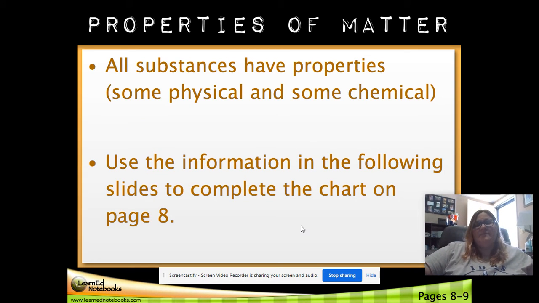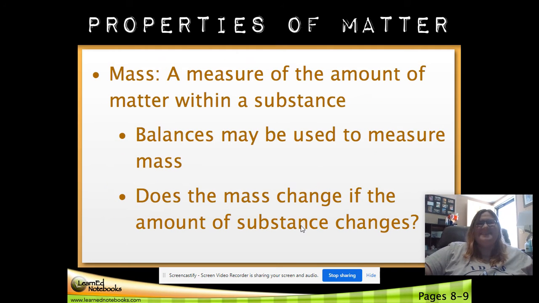All substances have properties, some physical and some chemical. Use the information in the following slides to complete the chart on page 8. I need you to do this, okay? So, mass. It is a measure of the amount of matter within a substance. Remember all that alliteration. Mass, matter, amount, okay? Within a substance. Balances are used to measure this. It does change if you change the amount of substance.